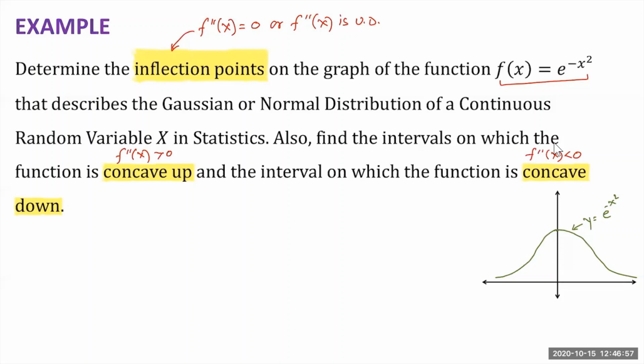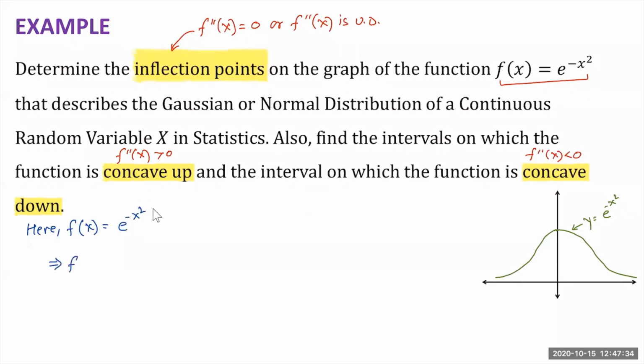We are asked to find the inflection points first. So in order to find the inflection point, I need the second derivative. So let's try to find the second derivative of this function. So for that, we have to start with our first derivative. Here, my function is f of x equal to e to the negative x squared. So it is not e to the x, instead e to the negative x squared. So your outside function is the exponential function. Your inside function is negative x squared. So we use the chain rule.